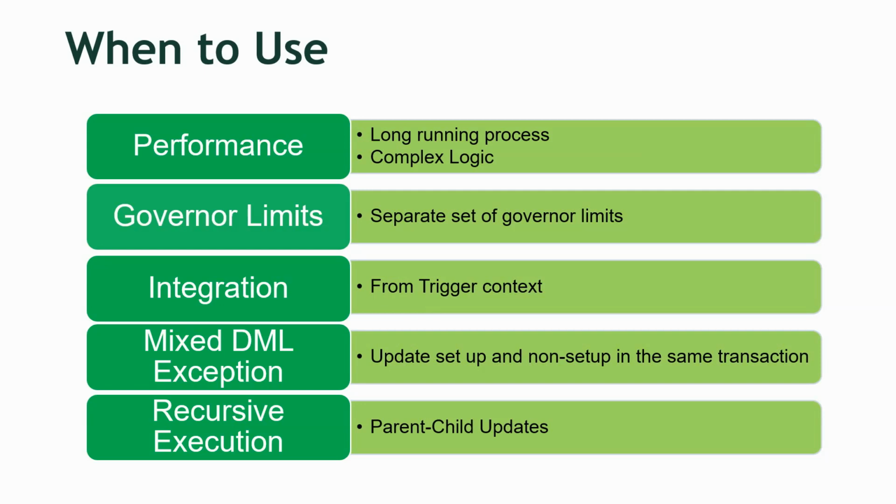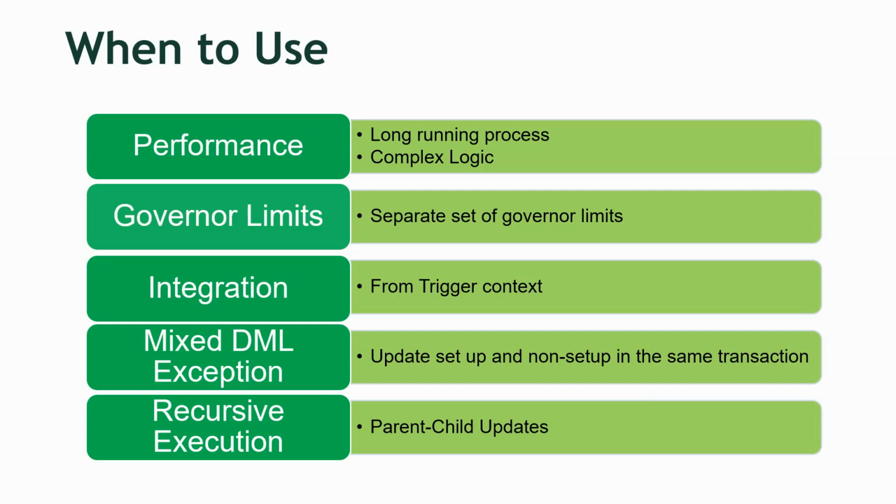To avoid mixed DML exception, which is going to happen in that case, what you need to do is execute one of the operations asynchronously. For example, when the user is getting updated from the user trigger, you can have an asynchronous execution using the @future feature or some other mechanism. Then this contact update can happen in that separate thread. So this is going to avoid mixed DML exception.